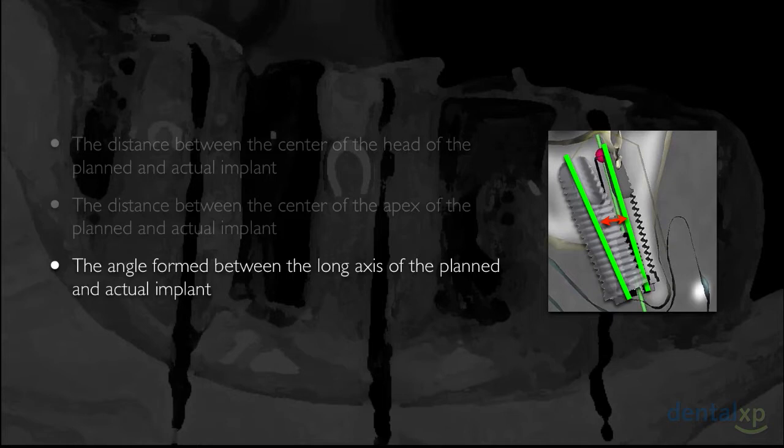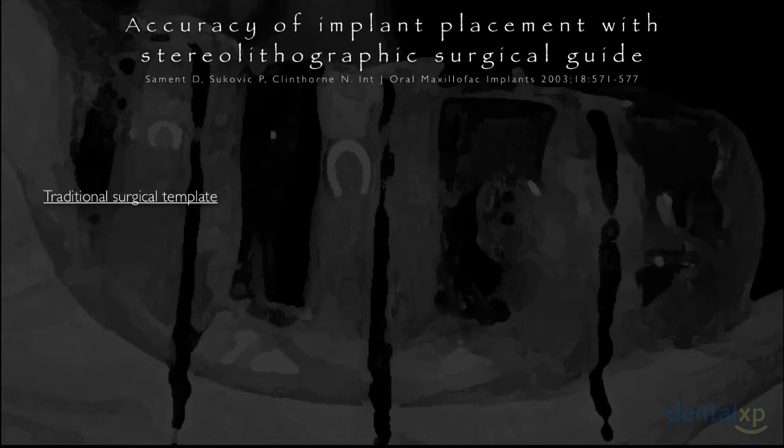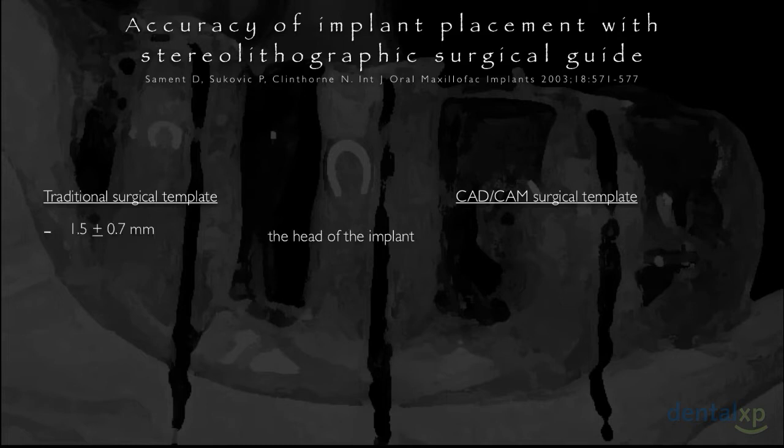Those are the traditional 3 measurements of the planned versus placed implants. What did Summit find? Well, with traditional surgical templates and CAD/CAM surgical templates, at the head of the implant, traditional templates came out about 1.5 millimeters, plus or minus 0.7 millimeters, versus CAD/CAM templates 0.9 with a range of 0.5 millimeters. At the apex, 2.1 millimeters, and at the apex for CAD/CAM templates, 1 millimeter.